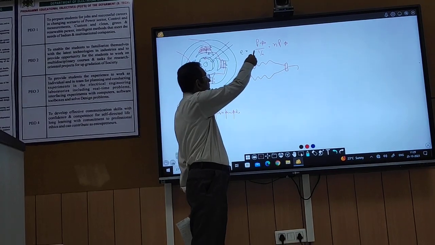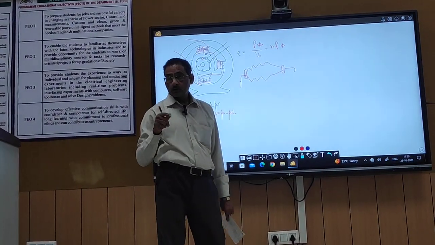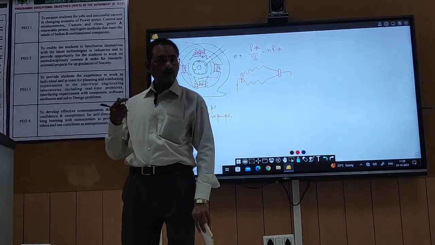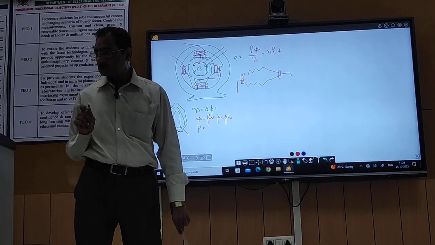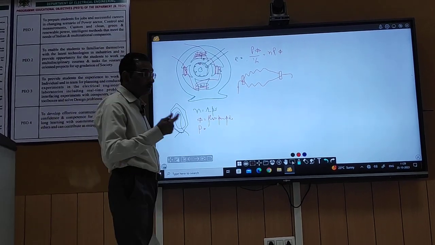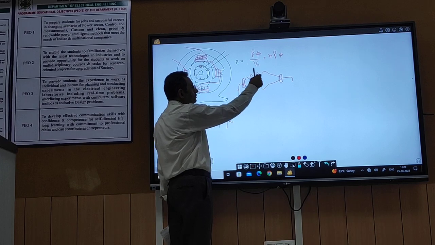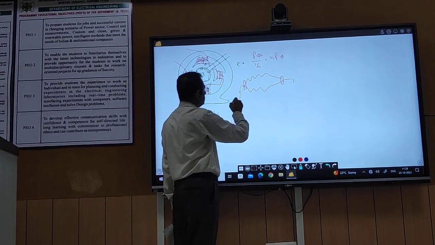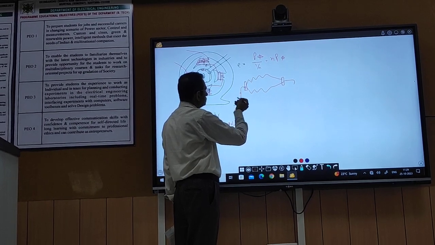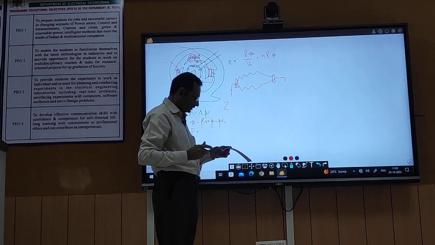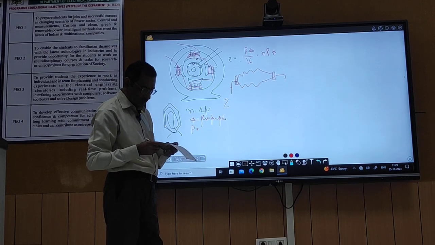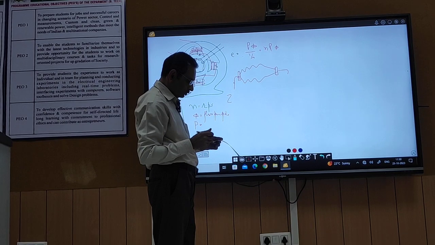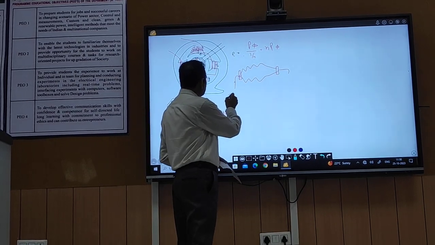This is the voltage produced in one conductor. The total voltage will be the sum of all these conductors. Suppose the number of conductors is k, then k times. Now the total number of conductors, say Z. The symbol for this is Z, the armature conductors. So total number of conductors are say Z.